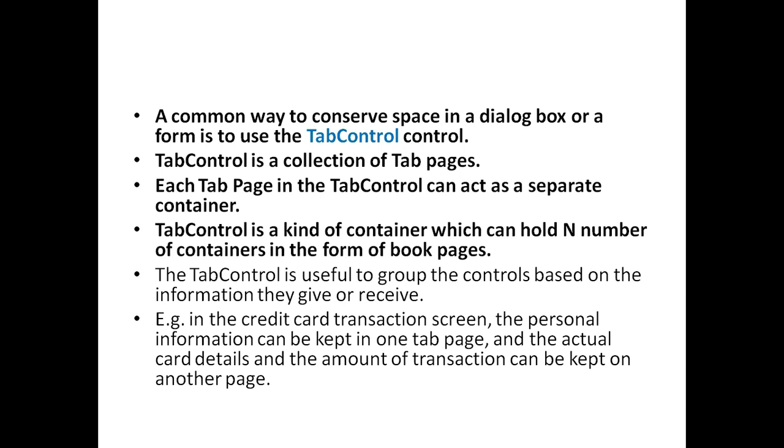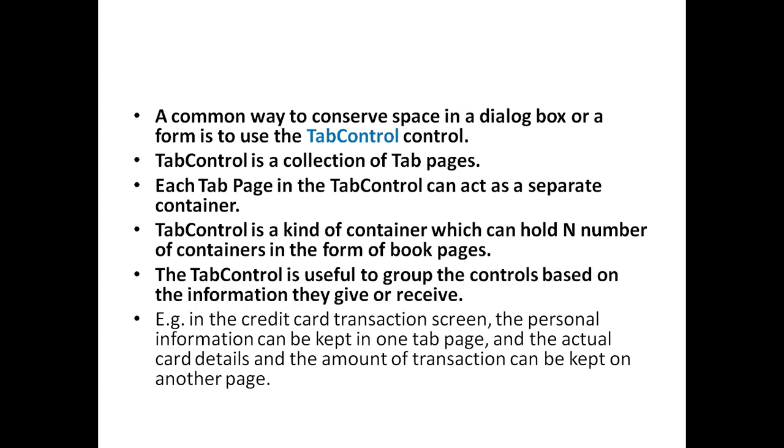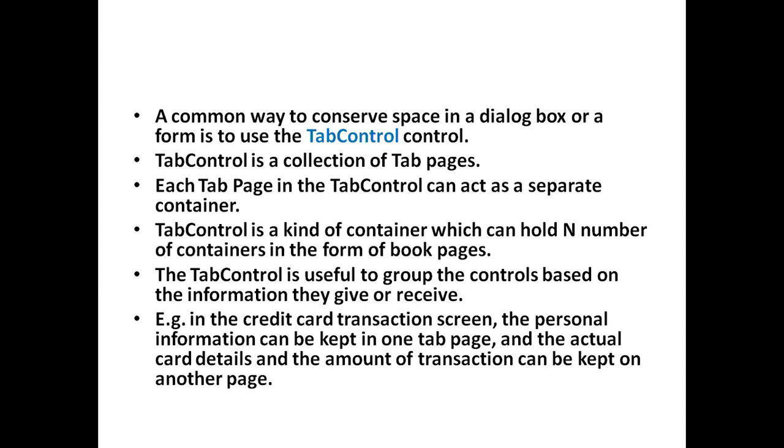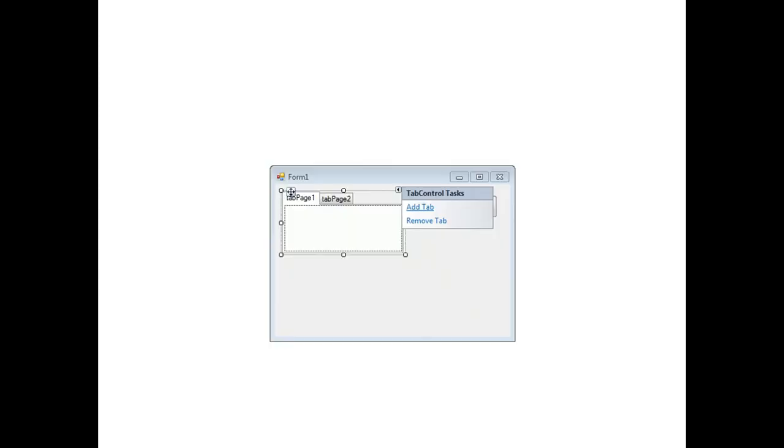Tab control is a kind of container which can hold n number of containers in the form. It is useful to group controls based on the information they give or receive. For example, in a credit card transaction screen, the personal information can be kept in one tab page and the actual card details and the amount of transaction can be kept on another page. This is the basic layout of a tab control.